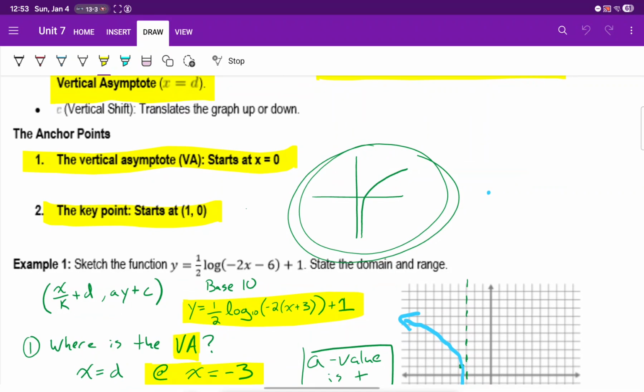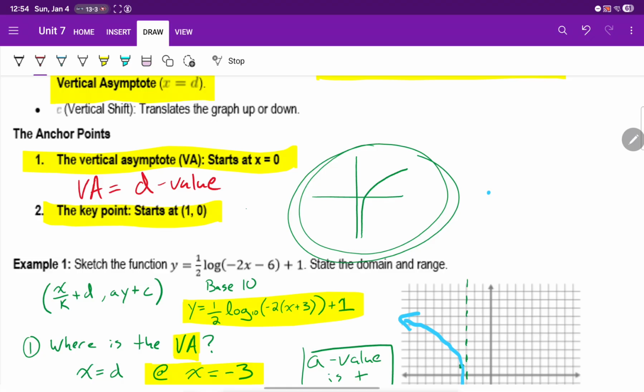The first was that the vertical asymptote of a logarithmic function starts at x equal to 0, so it's always at x equal to 0. And when we shift our graph, our vertical asymptote is just going to be equal to our d value. So the VA is always equal to our d value, and that's always going to be the case. That's one key thing to note.